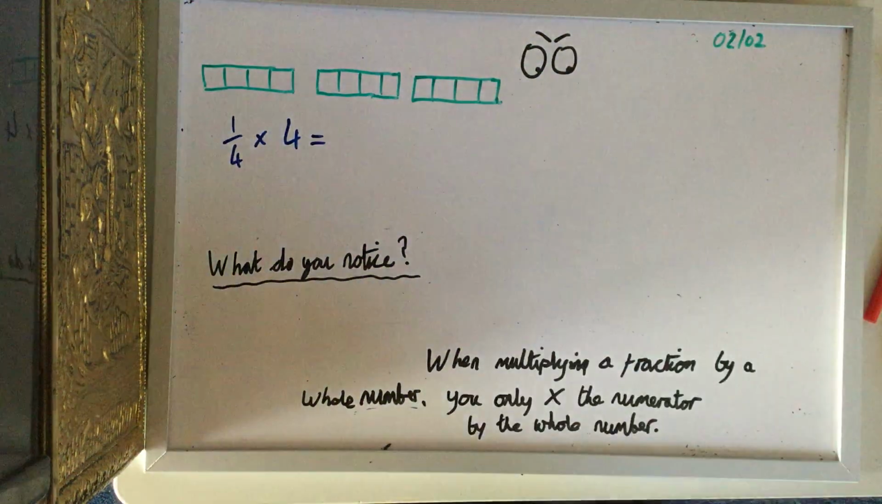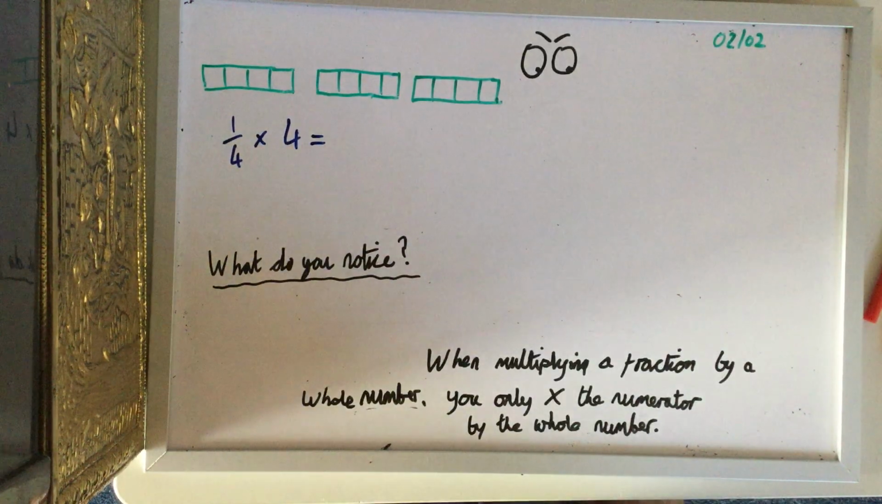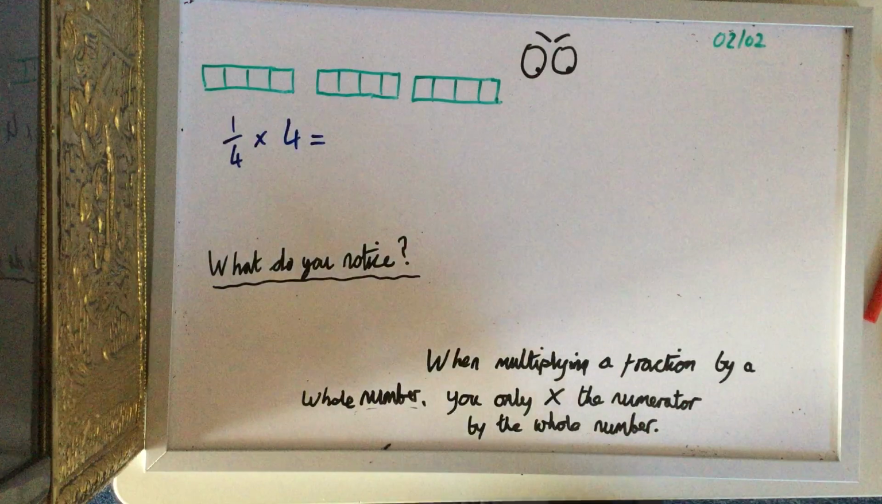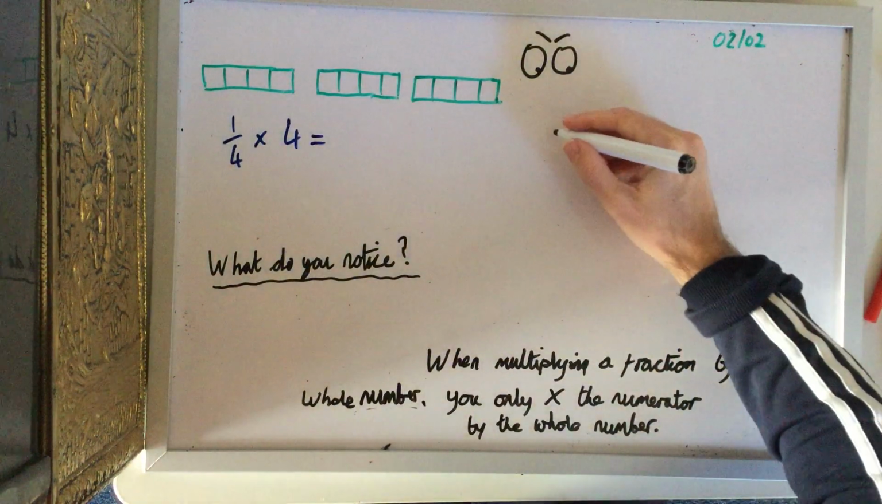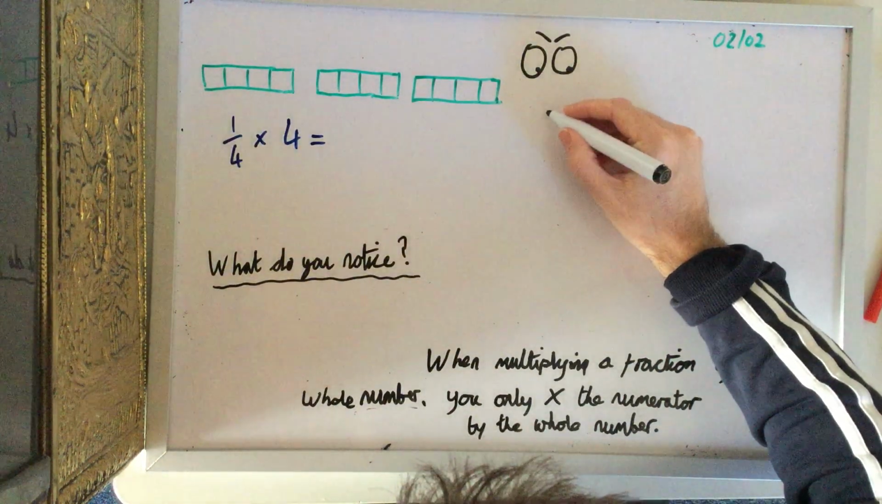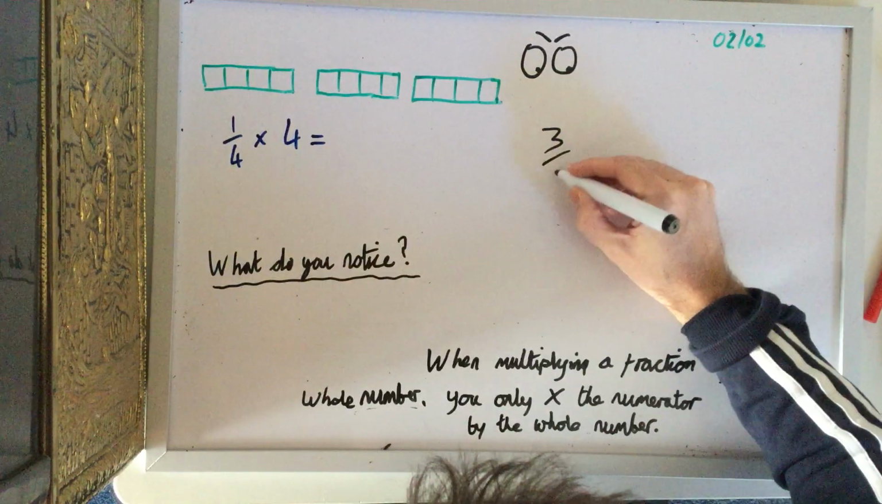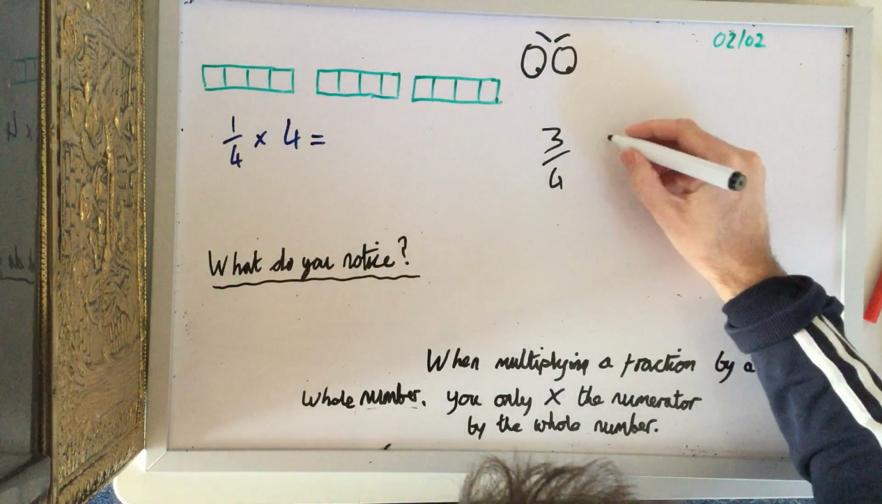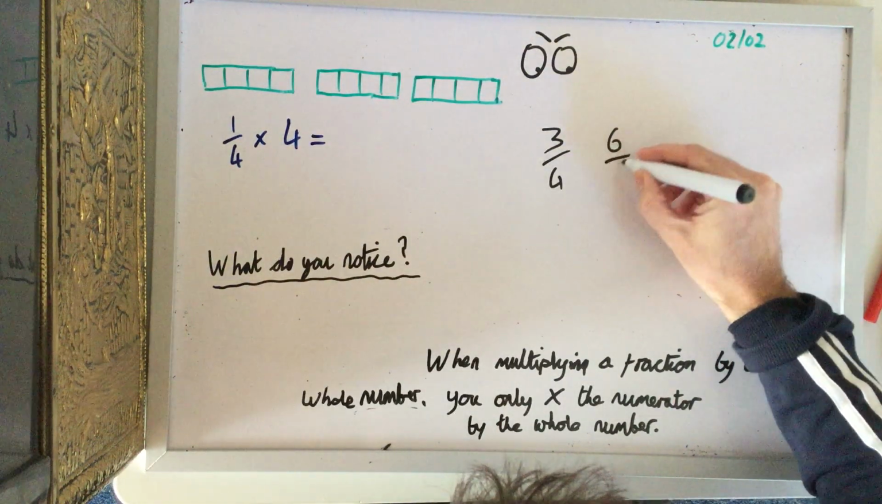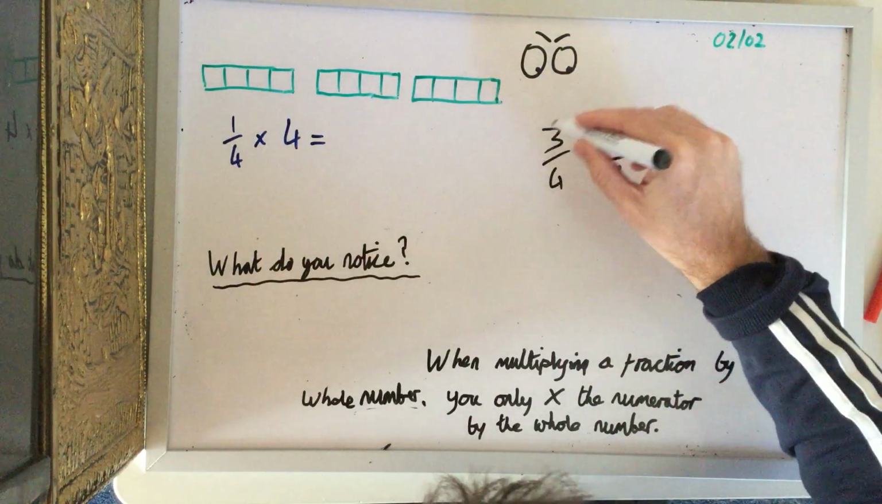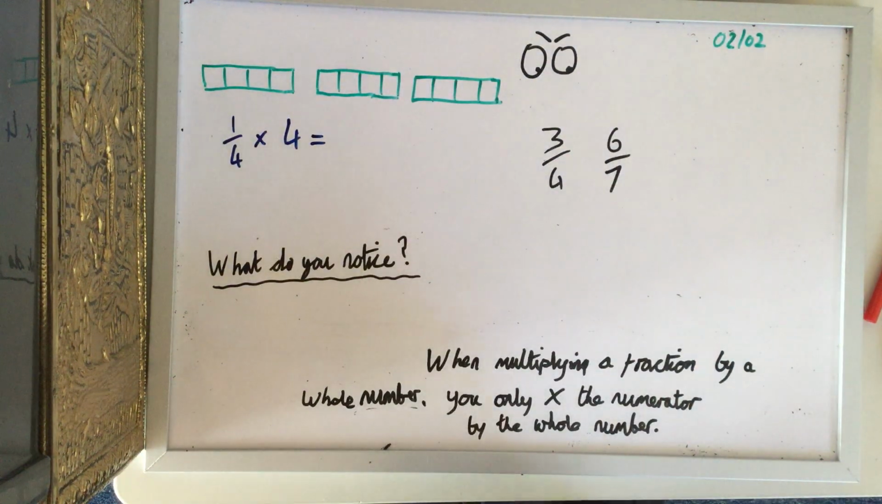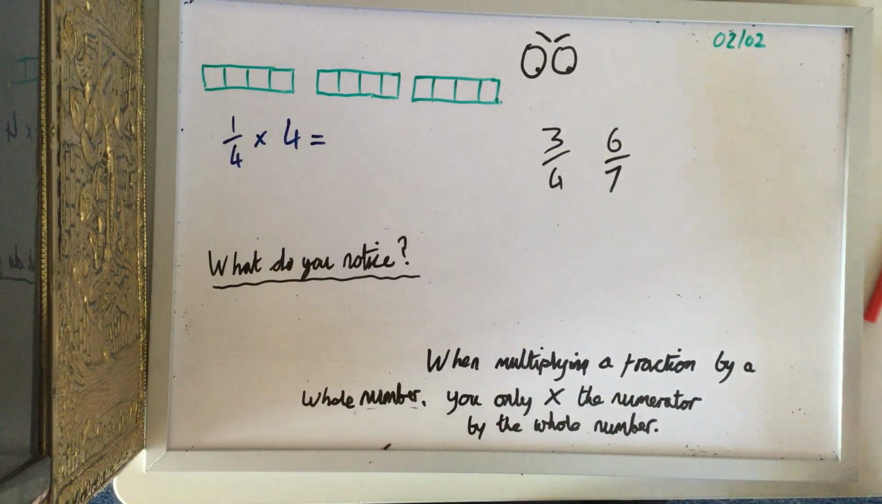Okay, so today we're looking at multiplying a non-unit fraction by a whole number. A non-unit fraction has more than one as a numerator. For instance, 3/4 or 6/7. Our numerator is now more than one. We've been calling it a proper fraction as well.